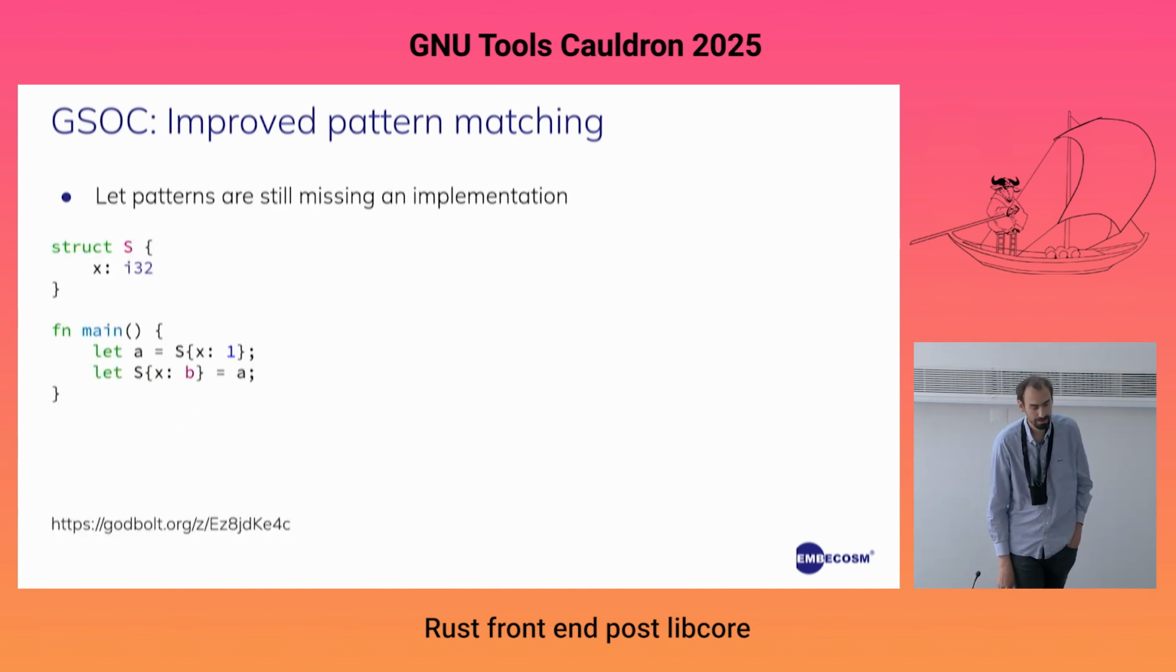Some patterns are still missing. So I've put a pattern here that is still not handled by GCCRS. You can see it here. Basically, we're trying to match the X binder to the value inside the A structure.